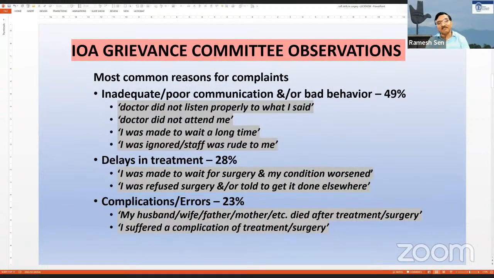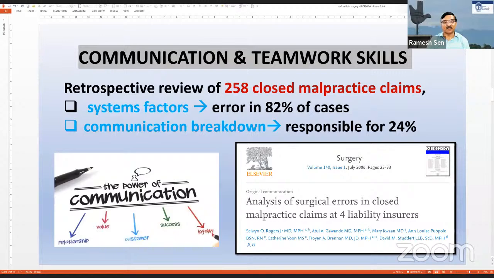Our own grievance committee this year started looking at the data in our hospitals. We looked at all the complaints in one of the major hospitals and at the reasons for the complaints. We found that 50% of the complaints were of inadequate and poor communication or bad behavior from the doctor's side. Delay in treatment was complained of by 28%, while error or complication were only 23% as a cause of complaint. So primarily it is poor communication and bad behavior.